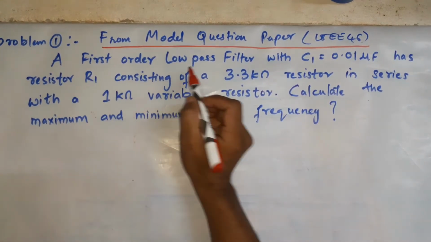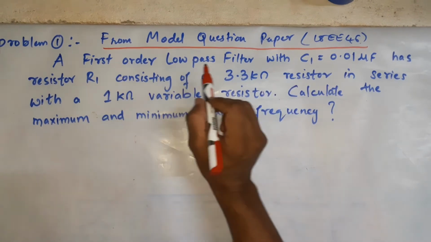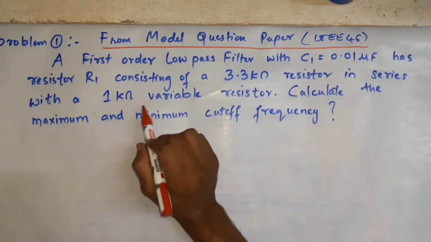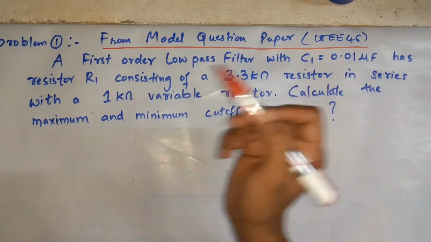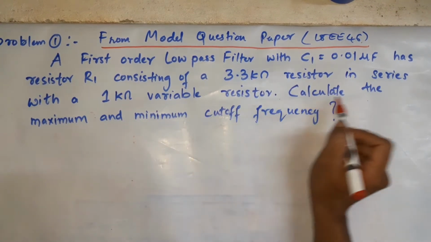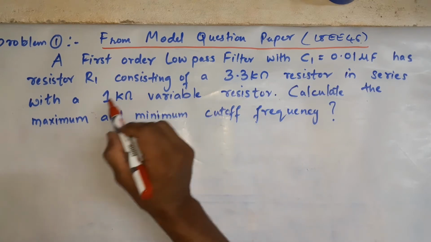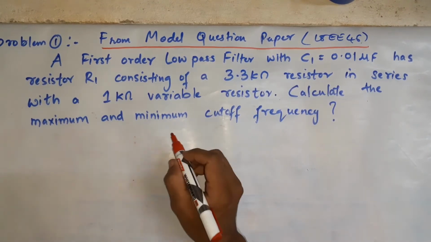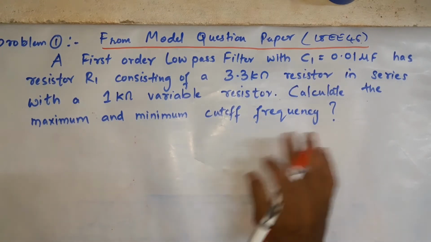A first order low pass filter. You already know how the first order low pass filter is. With capacitor C1 has a resistor R1 consisting of a 3.3 kilo ohm resistor in series with a 1 kilo ohm variable resistor. So this part is different. This is how it is different from our regular first order low pass filter. Calculate the maximum and minimum cutoff frequency. This is something which you have never solved.